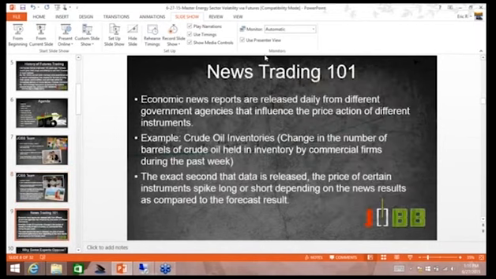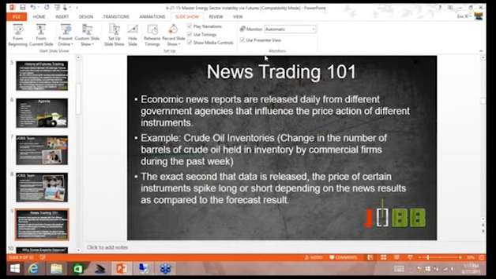So, News Trading 101. All right, so like I said before, every single day, there are economic news reports that are coming out and being released from different government agencies. So the focus for today in this presentation is mastering the energies, via futures. So the crude oil inventories report, that comes out every Wednesday.